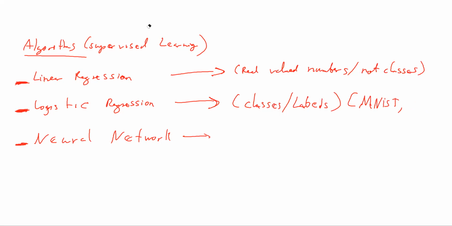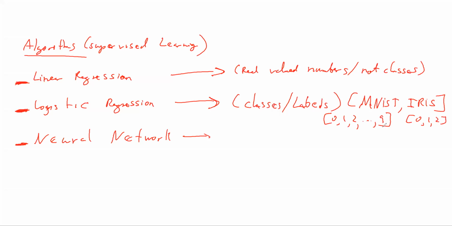So MNIST, iris. This one predicts labels. Iris was setosa, virginica, versicolor. MNIST was 10 classes, right? So 0, 1, 2, ... 9. Keep that in mind as well, okay? That's what we're predicting. Given something, we are predicting something.